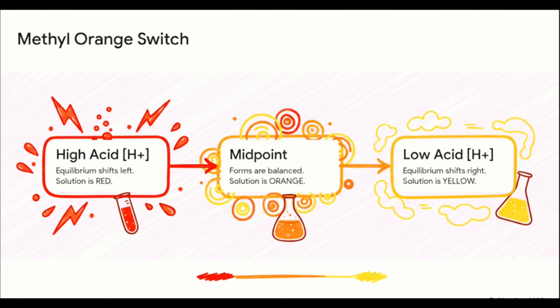Let's make this real. Take methyl orange, for example. In a really acidic solution, the chemical balance gets shoved to one side, and the whole thing looks red. But if you're in a basic solution, the balance shifts all the way to the other side, and now it's yellow. And what about right in the middle? You guessed it. You get a mix of both red and yellow, which looks orange.